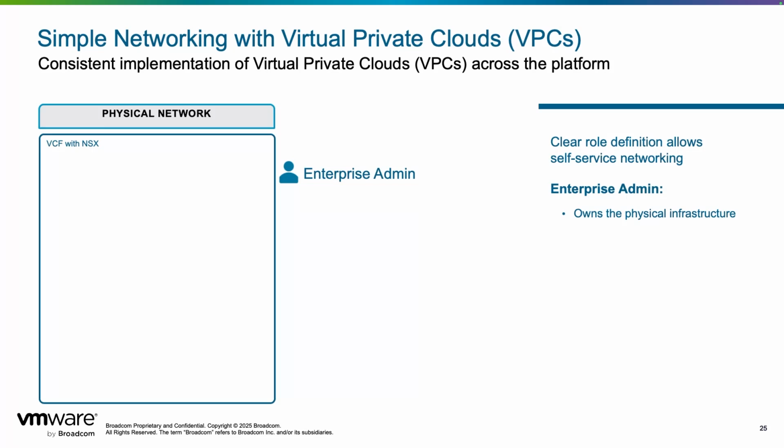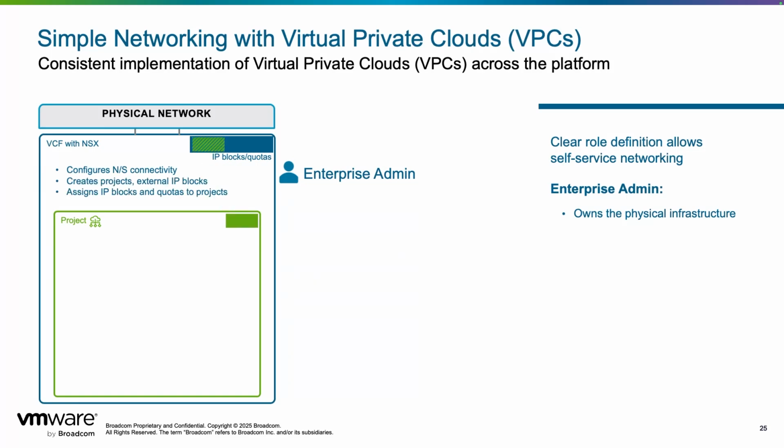The first role in this model is the enterprise admin. The enterprise admin owns the VCF infrastructure and is responsible for coordinating with the physical network to ensure proper connectivity. They also create projects, which represent the first level of tenancy. They define external IP blocks that allow communication between the virtual and the physical networks. These external IP blocks are then distributed to the individual projects, and quotas can be applied as needed. Importantly, the enterprise admin maintains full control over all networking resources.